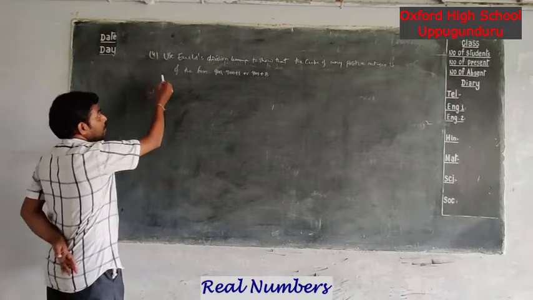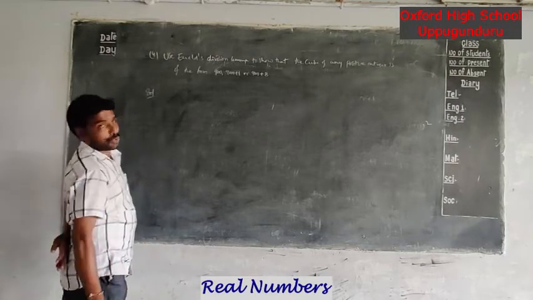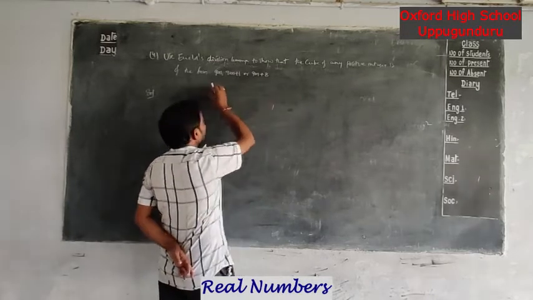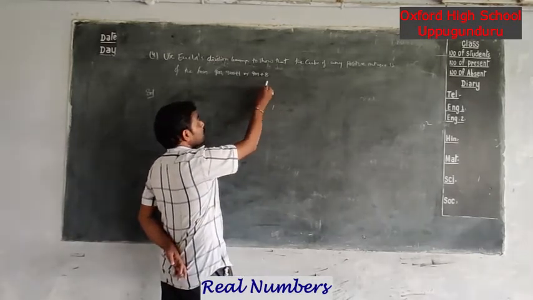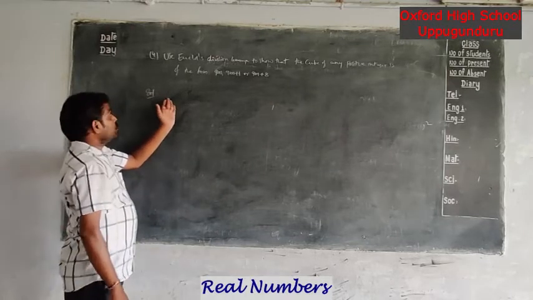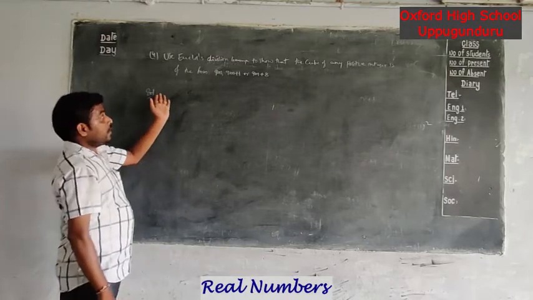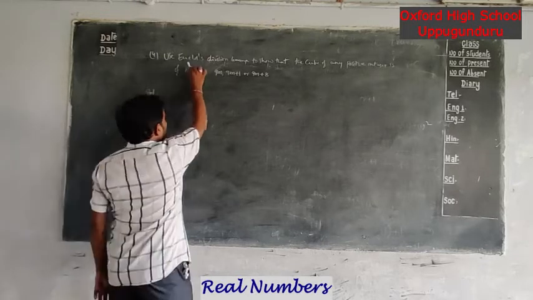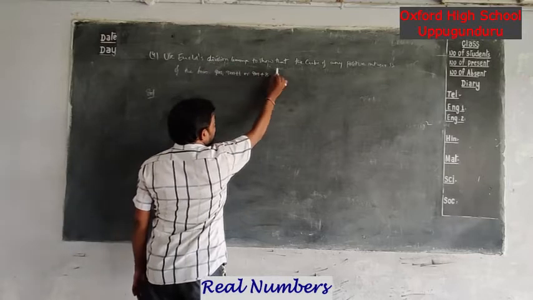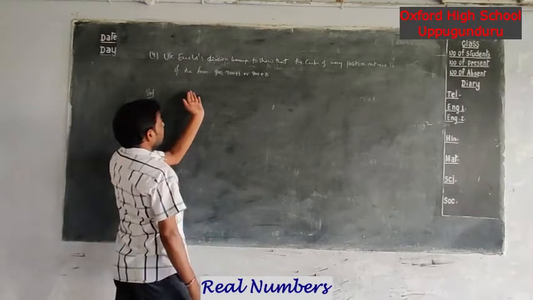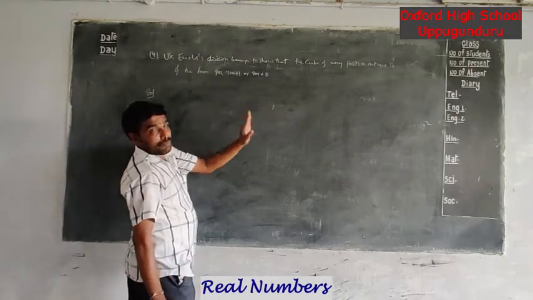Fourth problem: use Euclid's division lemma to show that the cube of any positive integer is of the form 9m, 9m plus 1 or 9m plus 8. So this problem you have to do similarly to the third problem. What is the third problem? Use Euclid's division lemma to show that the square of any positive integer is of the form 3p or 3p plus 1.